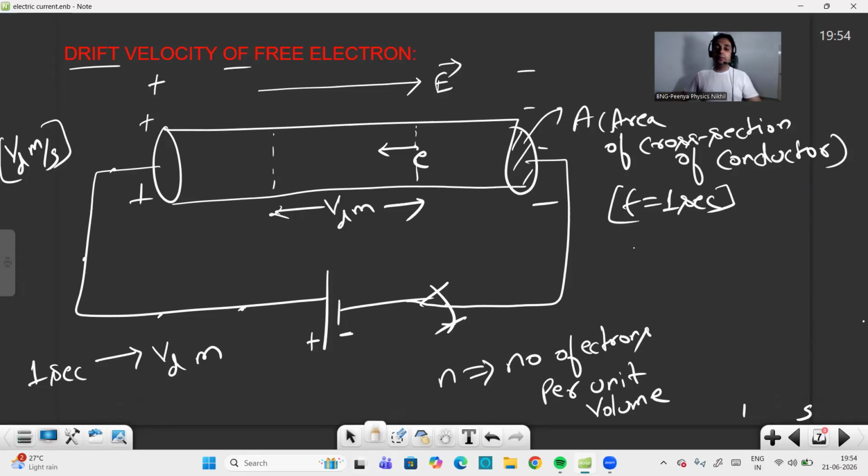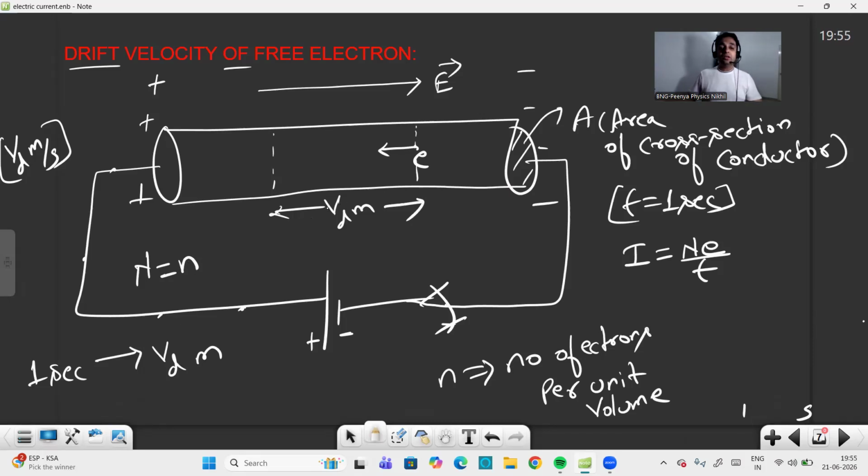Here, if I have to write the current I, normally it is the total charge, that is the total number of electrons into the charge on each electron, divided by time. I equals Ne by t. So here, what can I write for the total number of electrons? We know the number of electrons per unit volume is small n.